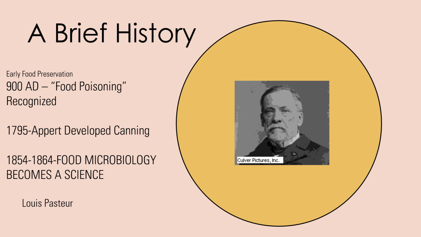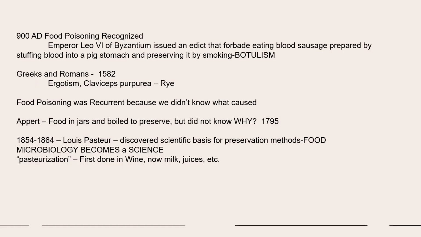So let's see a brief history of microbiology. Early food preservation. In 1795, Appert developed canning. In 1854 to 1864, food microbiology becomes a science. In 1900 AD, food poisoning was recognized.